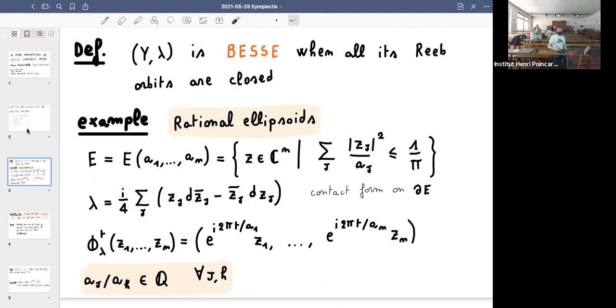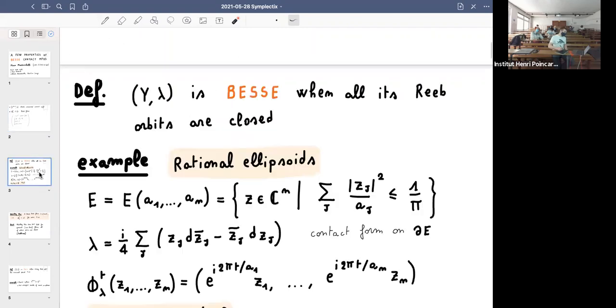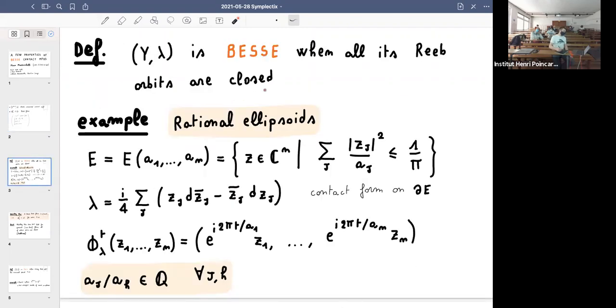A contact manifold, closed and connected. I always forget to write: all my contact manifolds will be closed and connected. Certain things are wrong if the manifold is not connected. So a closed connected contact manifold is called Besse when all its Reeb orbits are closed. Every orbit is periodic.